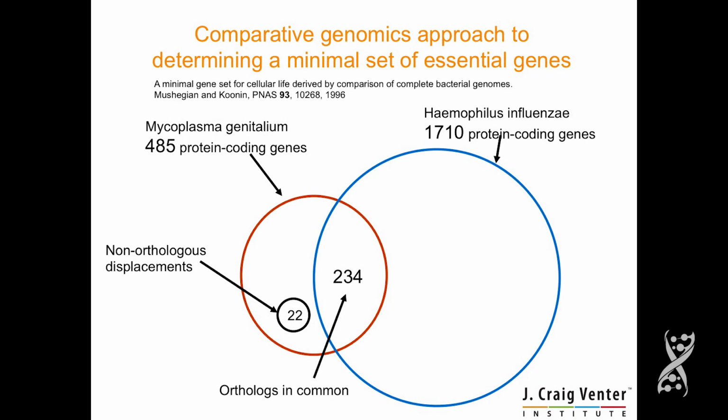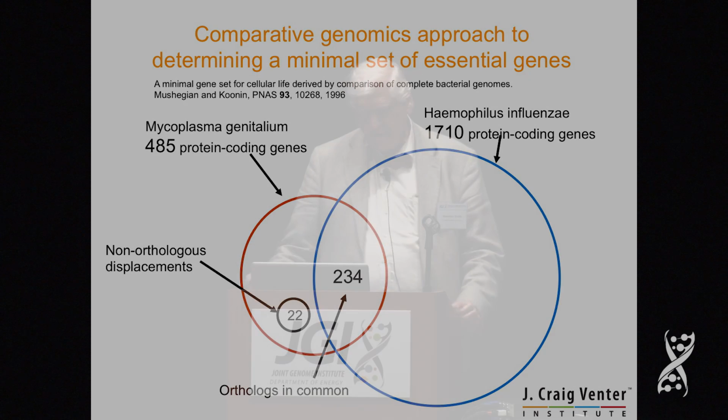Well then, after those came out, Mushegian and Koonin at the NCBI had access to the sequences right away, and they came up with the notion that since they're both living organisms, the essential genes for life must be shared by each of them. So if they simply compare the two genomes, they would have this kernel of genes necessary for life. And they carried out that analysis.